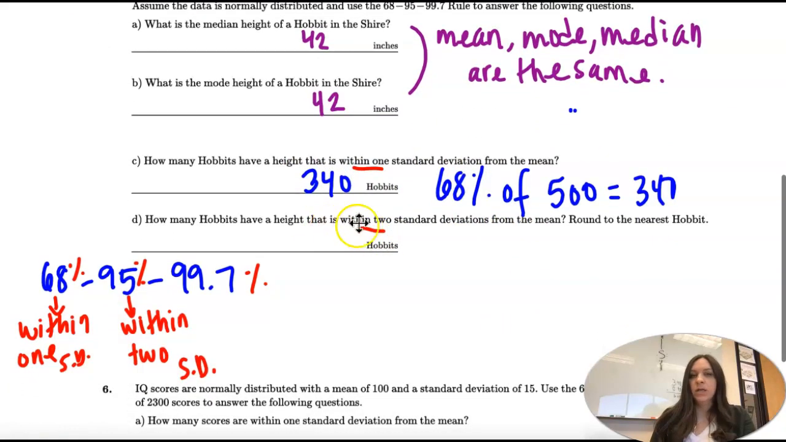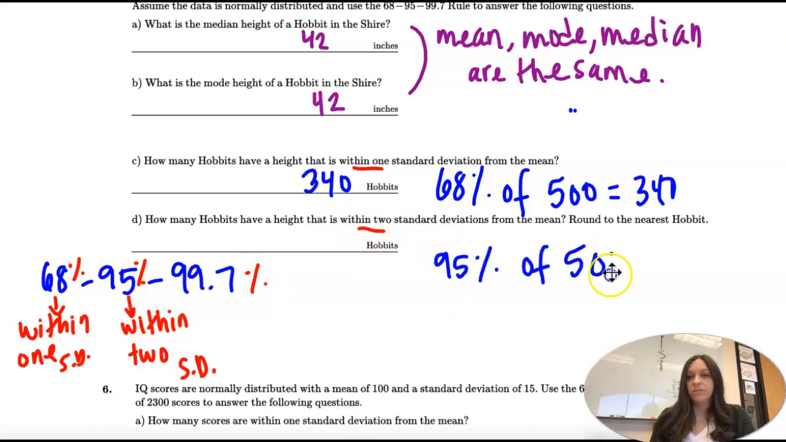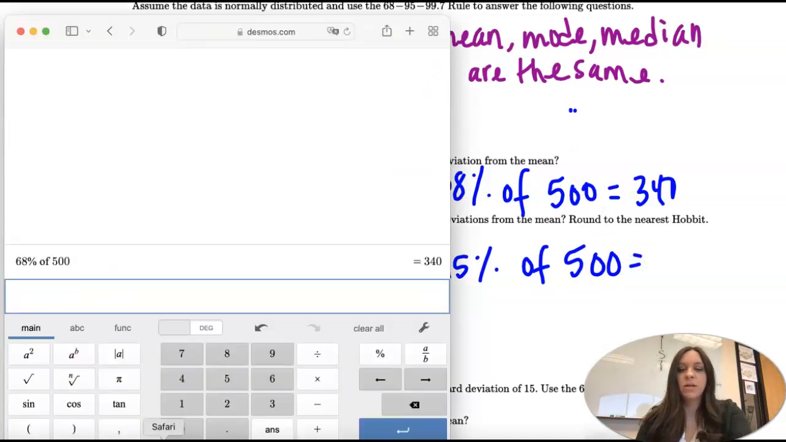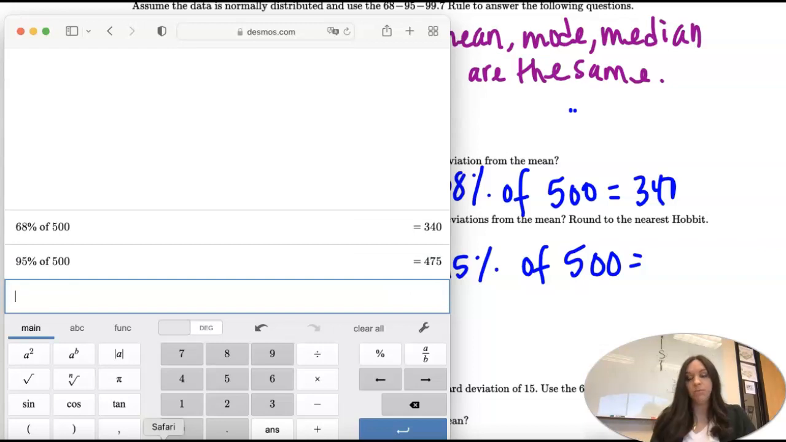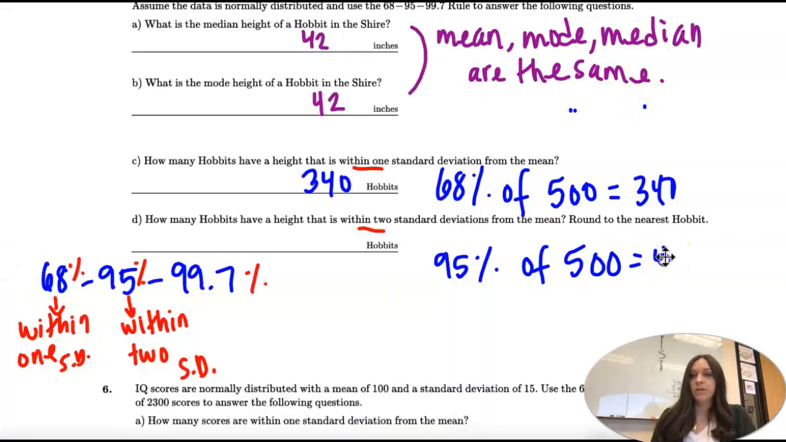Now we need to know how many are within 2. So that's 95% of the 500. Maybe we're going to get a decimal since it's telling us to round. Let's see. Nope. So 475 are within 2 standard deviations.